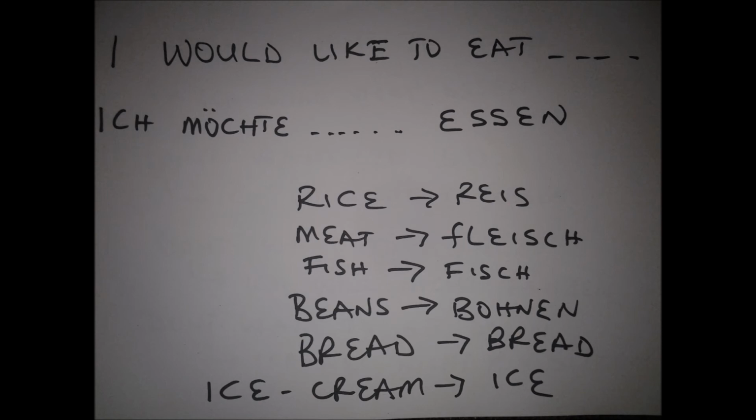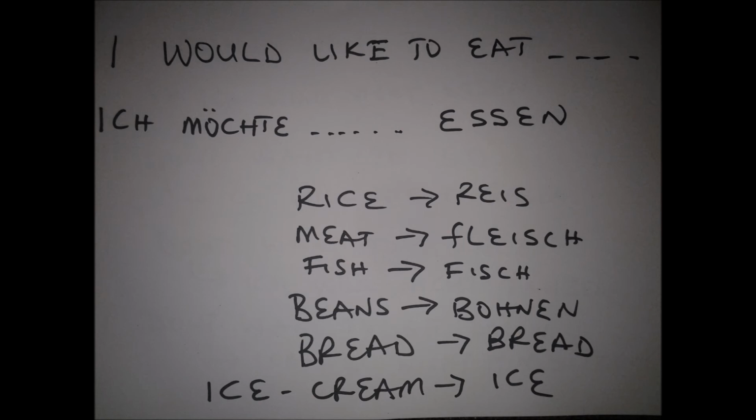You may go somewhere and you are asked what you would like to eat. And you want to say, I would like to eat rice, meat, fish, beans, or bread. The only difference here is, I would like is ich möchte. But whatever you want to eat will come before the essen. It is very important. Learn it. I would like to eat rice. You do not say ich möchte essen rice. No. Ich möchte rice essen.